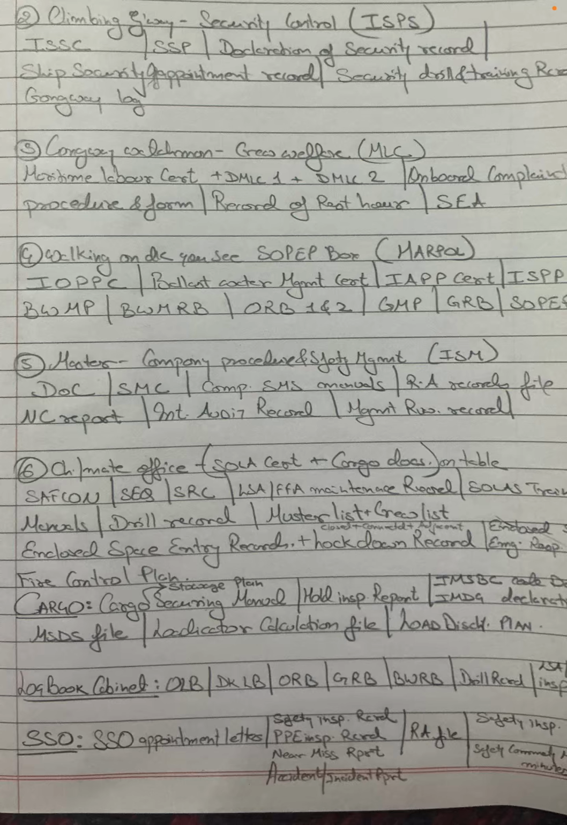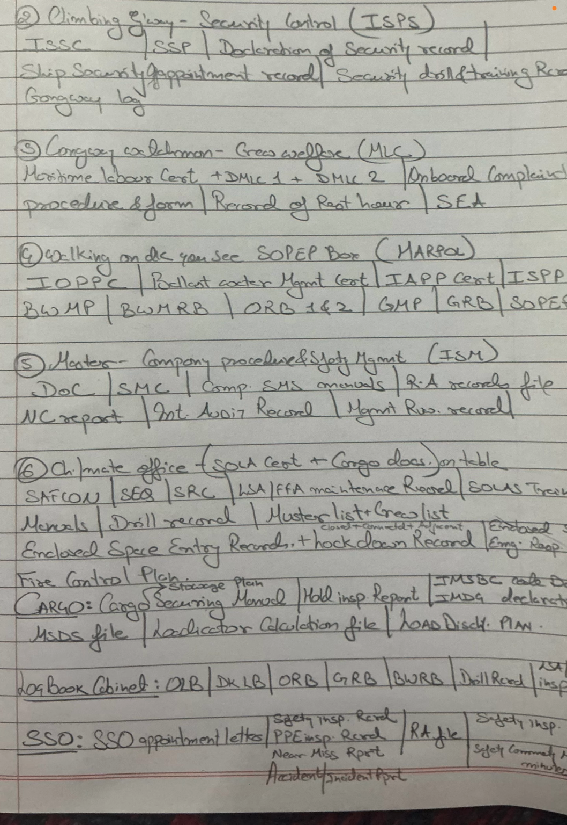Company SMS manual. Company SMS, what does it say? Everything needs to be risk assessed and all the risks need to be calculated. So risk assessment record file. Risk assessment has been done, works are happening, but still non-conformity does happen. So non-conformity NC report file. And then at the year end, what happens? The company people come: internal audit record and management review record.